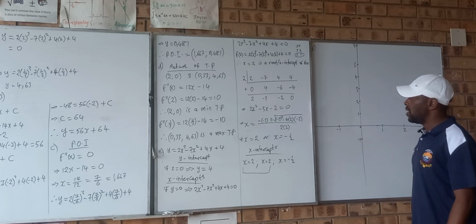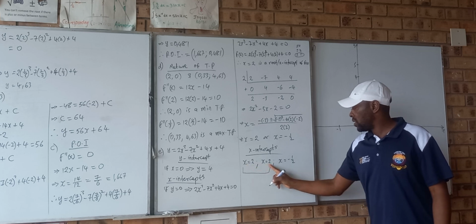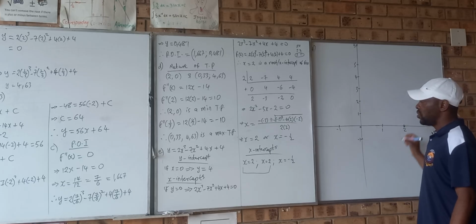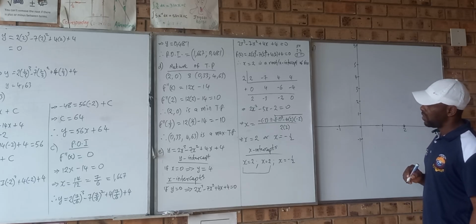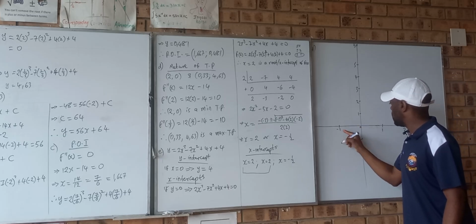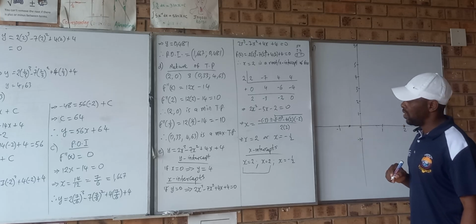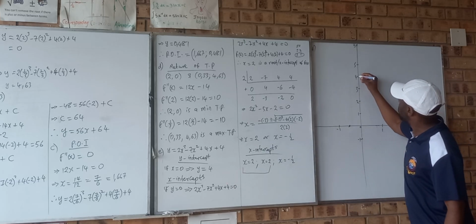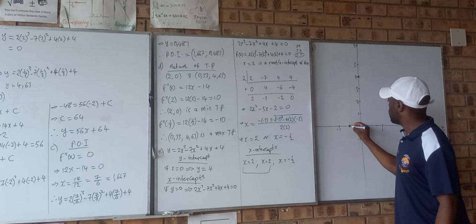So it's now time to plot the important points. The important points for me are the intercepts first. X-intercept: the graph must touch the x-axis at 2, which is a double point, which means 2 will be the turning point. Then you also touch at negative a half. If this is negative 1, negative a half is somewhere in the middle. Then on the y-axis, my y-intercept is 4. My graph will touch at 4. So I've plotted the points that are easy to plot.